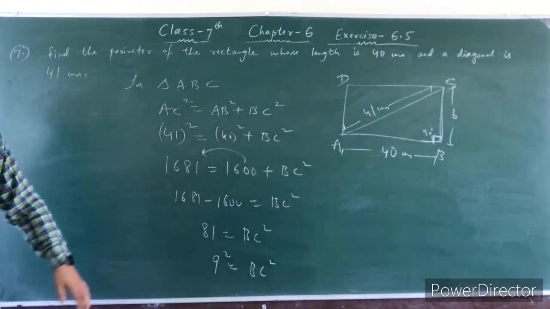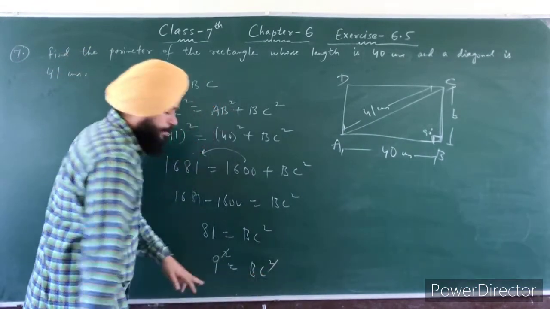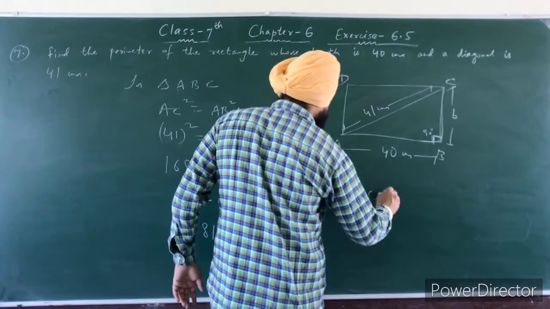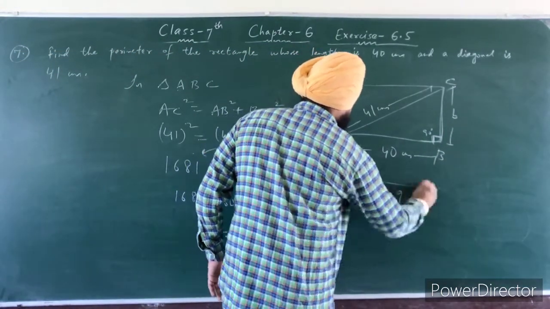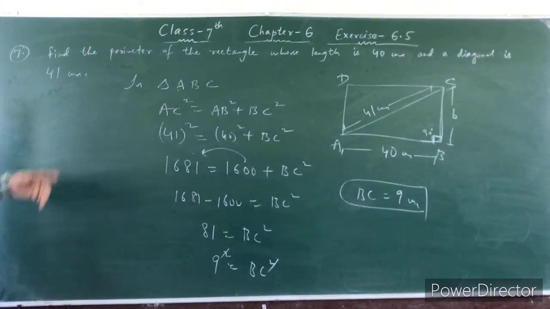Now the power on both hand sides is the same, that is 2. So now you can cancel this 2. So what is the length of BC? BC is 9 cm. Length of BC is 9 cm, which is the breadth of the rectangle.